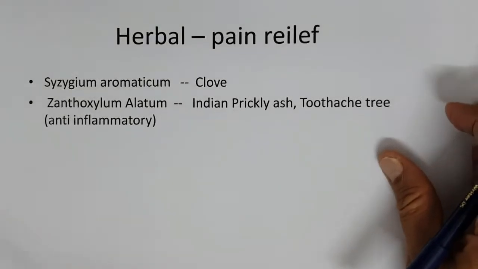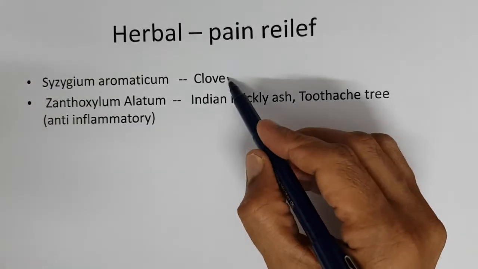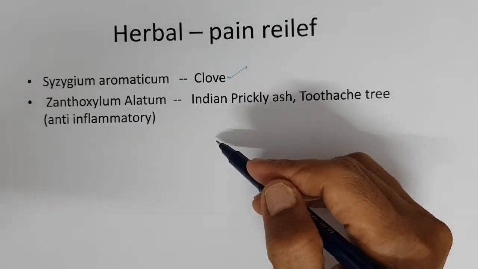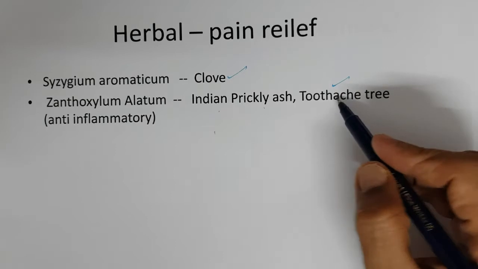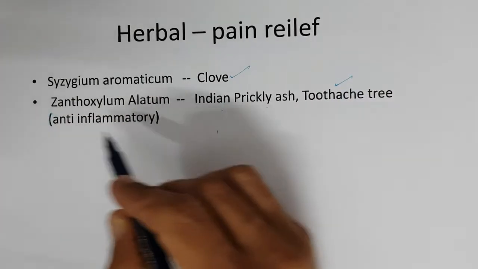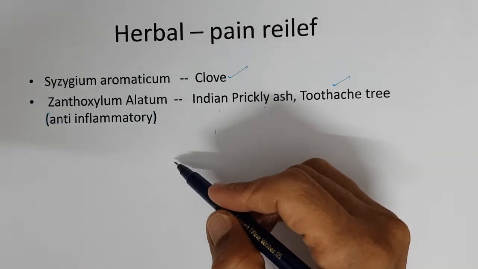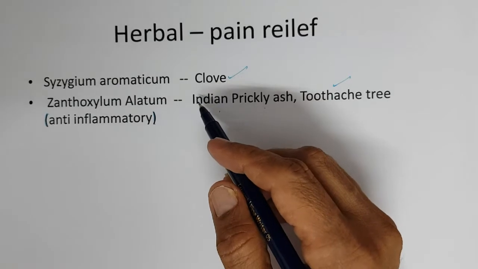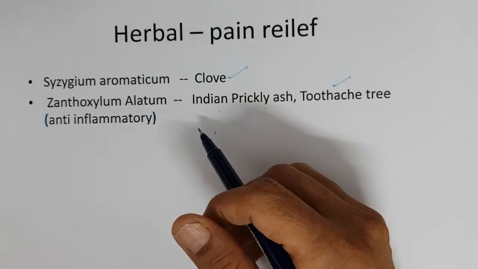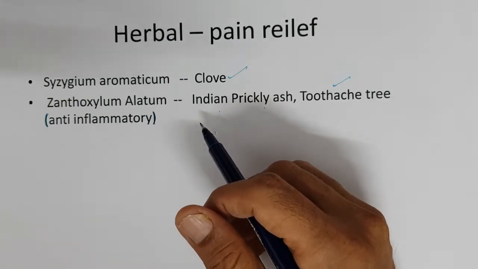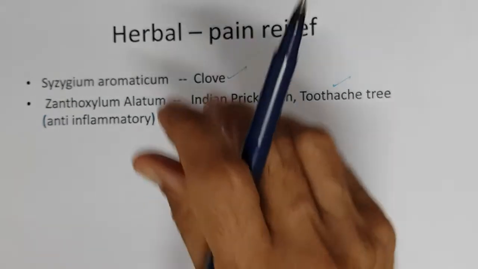Herbal pain relief, right? For toothache, two things are used. Clove is used for toothache, clove oil, and Indian prickly ash, toothache tree. It has an anti-inflammatory principle, right? It reduces inflammation, so thus reducing toothache, right? So these are all the natural herbs that can be used for various benefits, and for oral care, a lot of natural herbs are really potent.